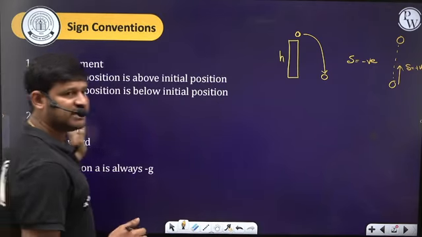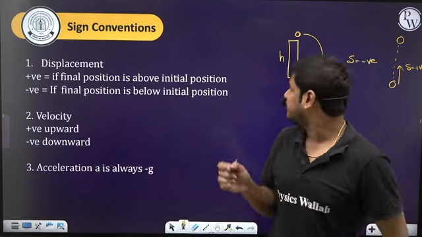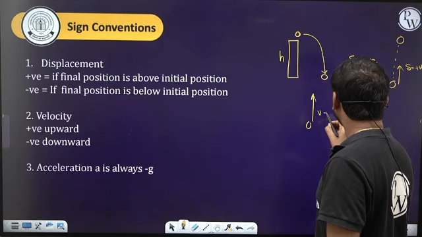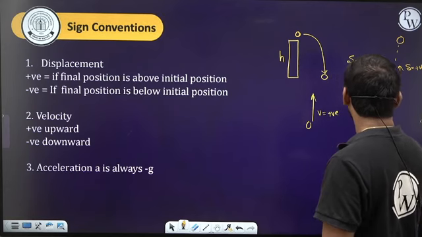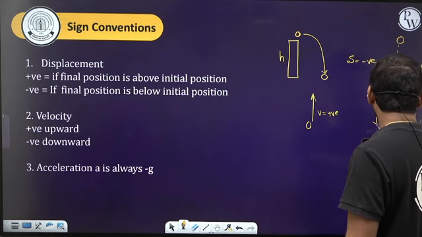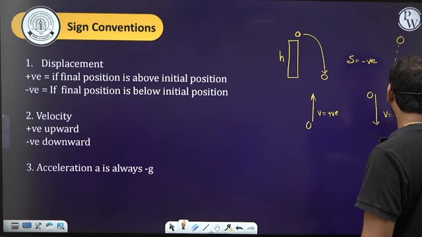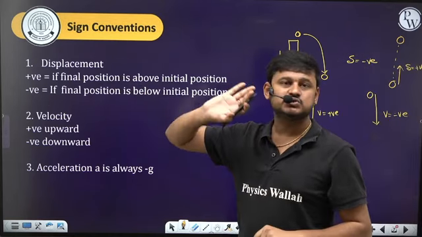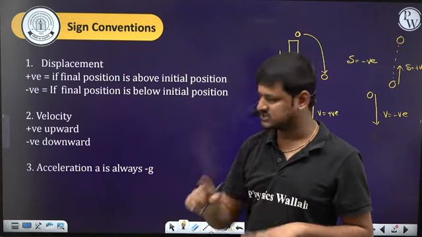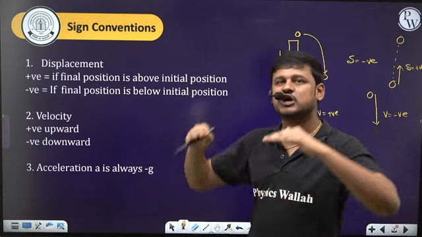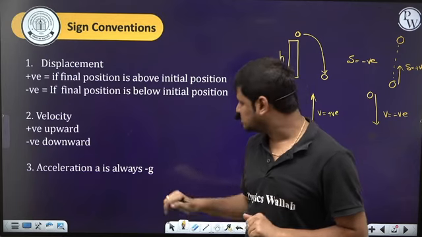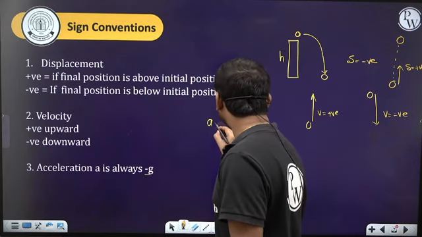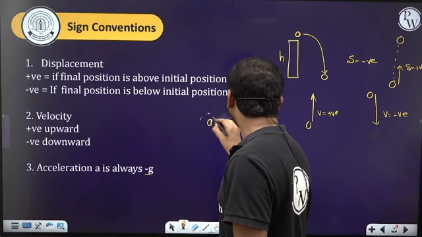And velocity: whenever you throw a body upwards, its velocity is considered as positive. If the body is moving downwards, its velocity is considered as negative. So these are the standard sign conventions, and using these sign conventions only we are going to solve the questions. And acceleration is always towards the ground, so that's why we take it as minus g always. a is equal to minus g always.